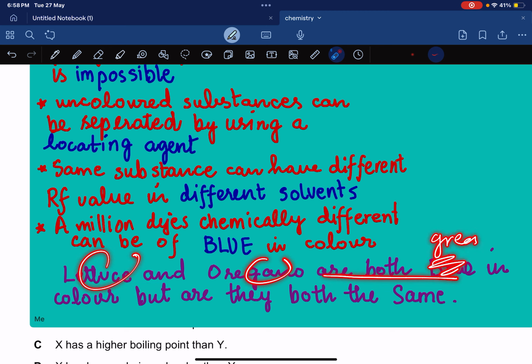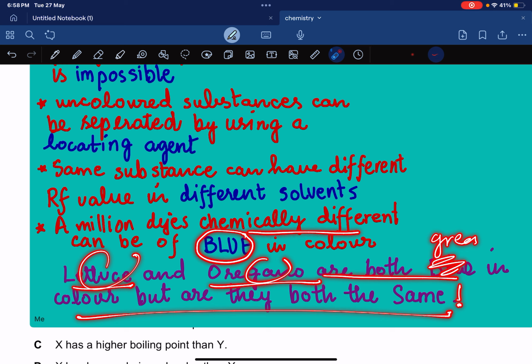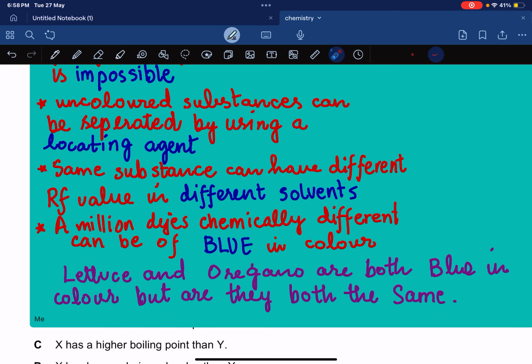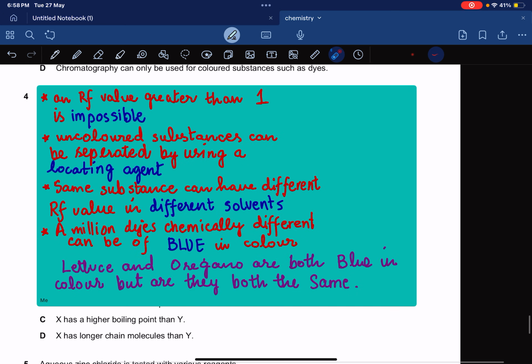Are both green in color, but they're not both the same color. But are they both the same? No, they are not the same. So both are green in color, but they're different substances. That is why all blue substances cannot have the same RF value. They can have different RF values because they're chemically different. So that is what you have to understand. These are the key concept of this question.